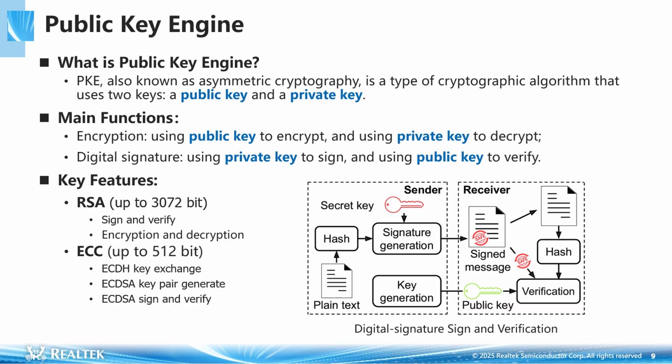The key features of RSA are capable of supporting key sizes up to 3072 bits. Facilitates signing and verifying digital signatures. Supports encryption and decryption processes. The key features of ECC are supports key sizes up to 512 bits. Facilitates ECDH key exchange. Generates ECDSA key pairs. Supports ECDSA signing and verifying.